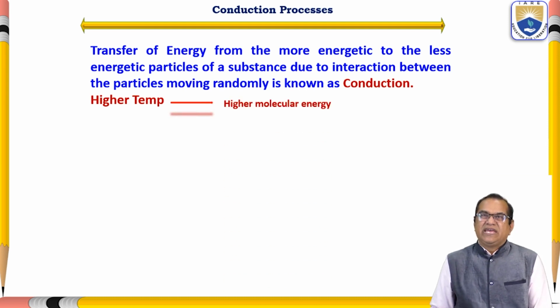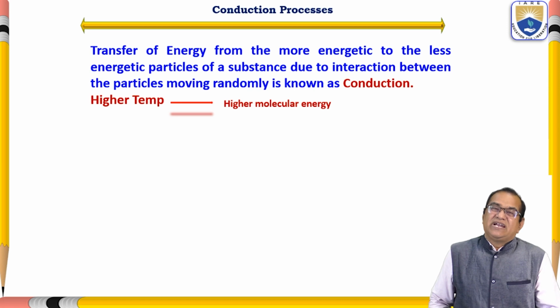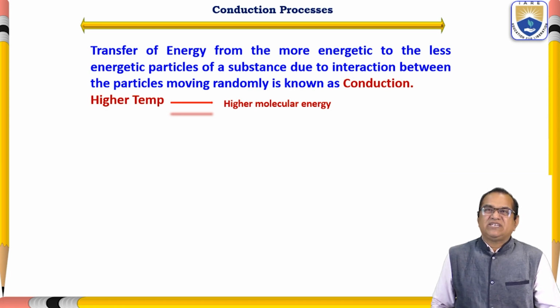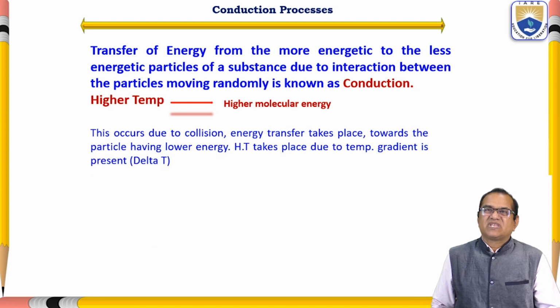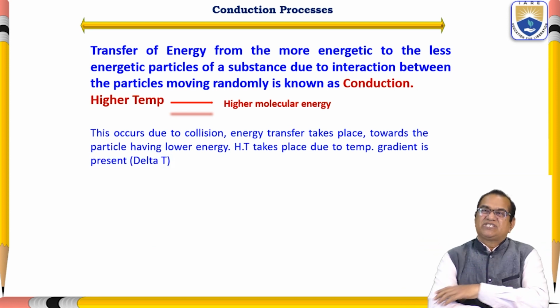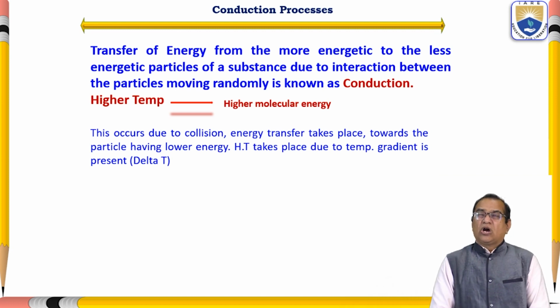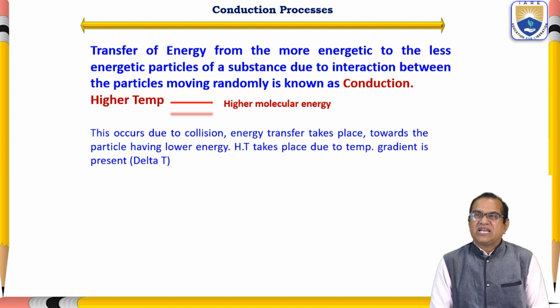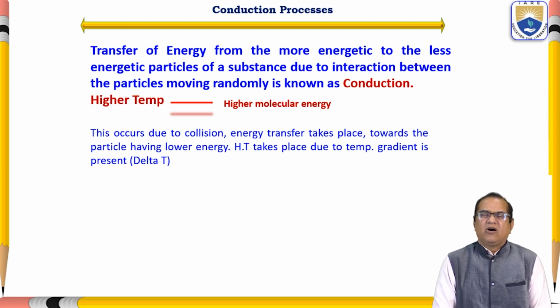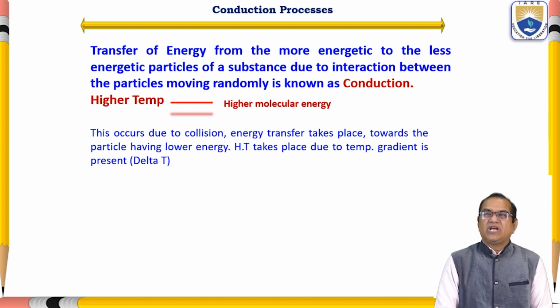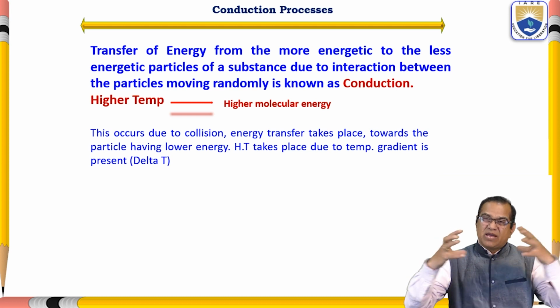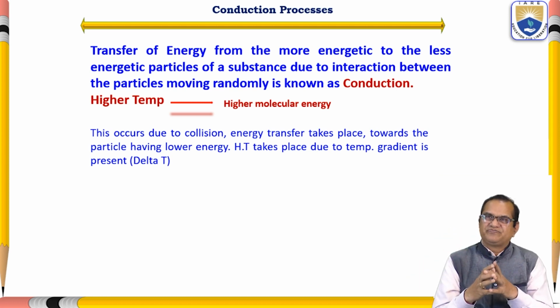If the temperature is high, the molecular energy of that system will be high. So the system is vibrating, and you are going to get conduction. This occurs due to collision. Energy transfer takes place towards the particles having lower energy. It is happening due to the temperature gradient that is present, called delta T, and due to the collision of the molecules.